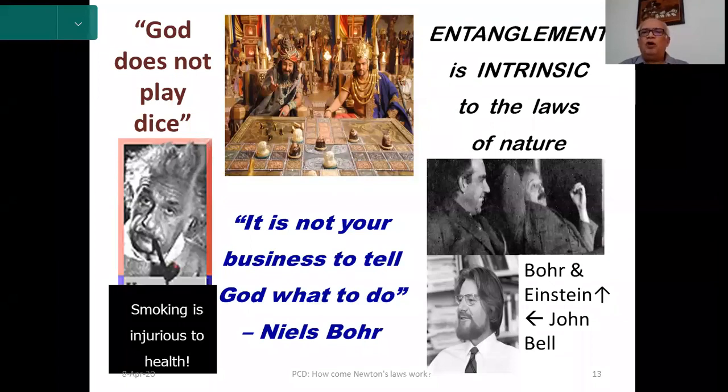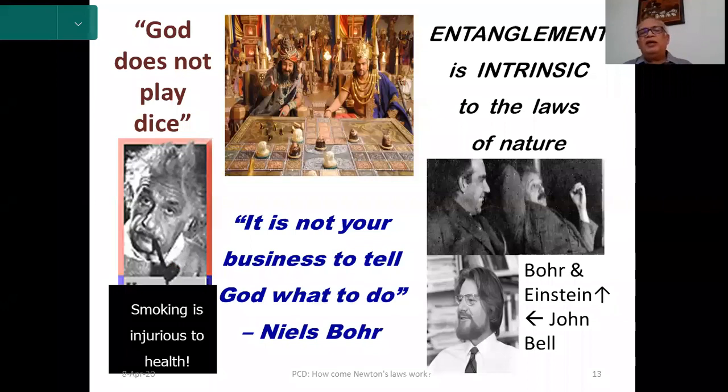In 1964, John Bell was able to come up with a mathematical statement, which provided a test that the description of statistics, the description of probability in quantum mechanics, is different from the way it is in classical mechanics, and that entanglement is actually intrinsic to the laws of nature. So now we know that there is no exception to quantum laws. Laws of nature are essentially quantum mechanical. No exception has ever been found.